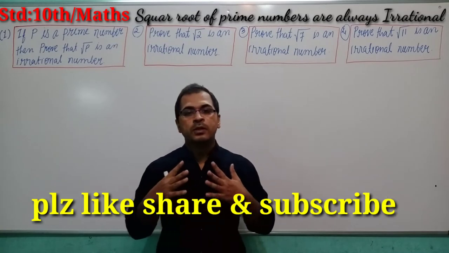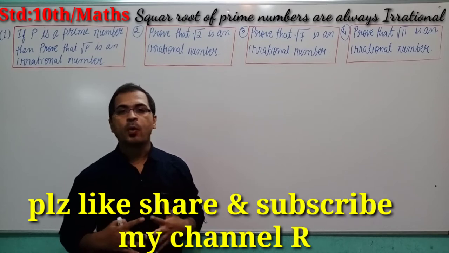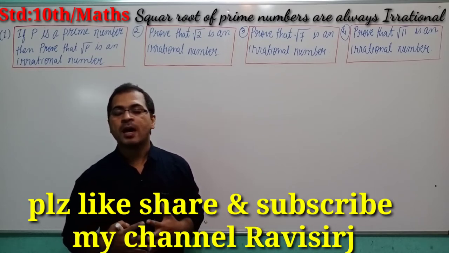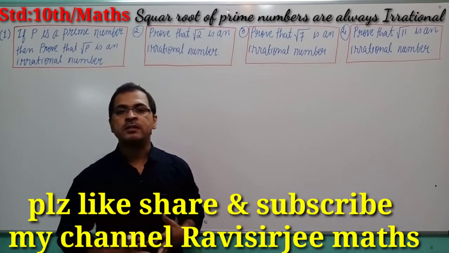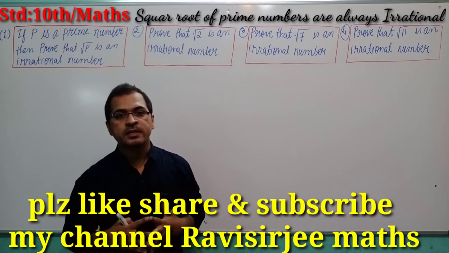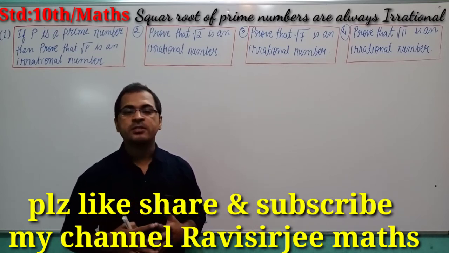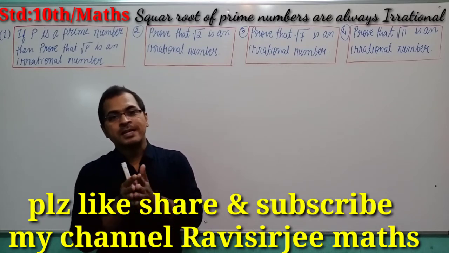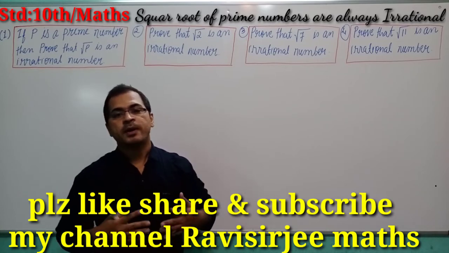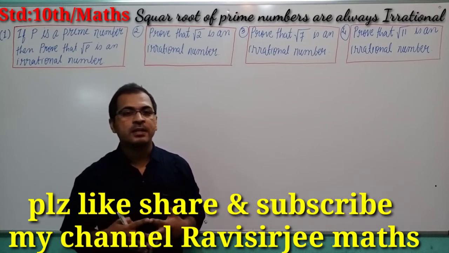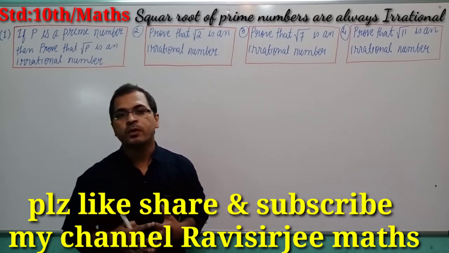Students, in today's video lecture we are going to learn how to prove that the square root of prime numbers is always irrational. In a previous video lecture we learned to find the HCF. We have learned how to do the tree factorization. In standard 9th you have also studied that the square root of all prime numbers is always irrational. Same thing we are going to do here, but with the proof, right?